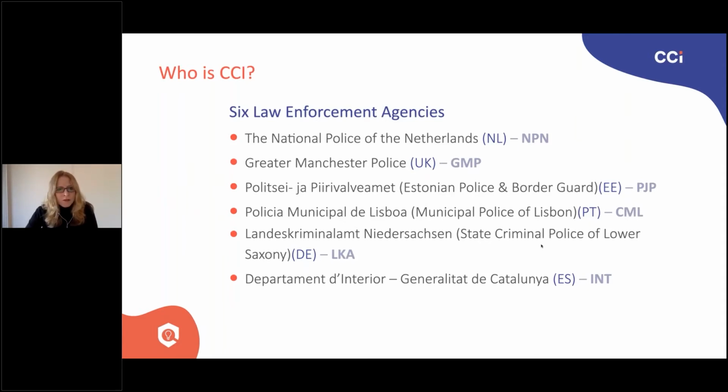Cutting Crime Impact involves a consortium of partners. There are 12 of us. And at its heart, there are 6 law enforcement agencies: the National Police of the Netherlands, Greater Manchester Police in the UK, the Estonian Police and Border Guard, the Municipal Police of Lisbon, the State Criminal Police of Lower Saxony in Germany, and the Department of the Interior in Catalonia.